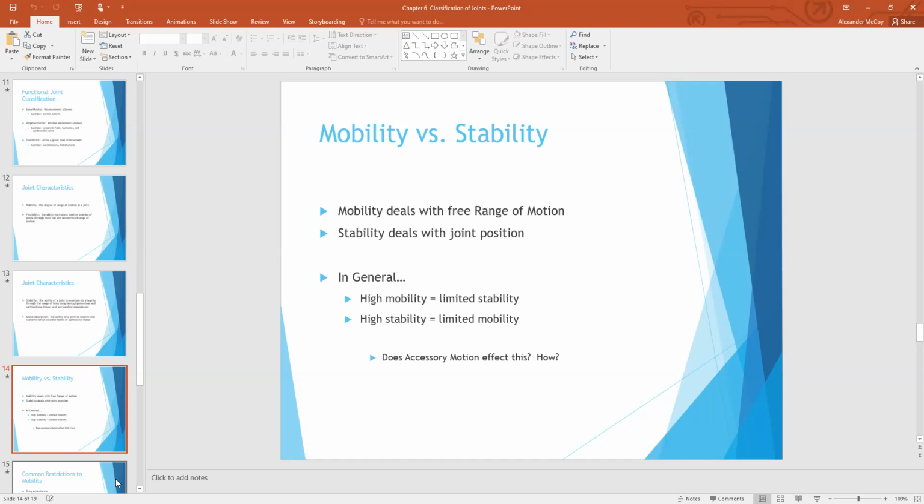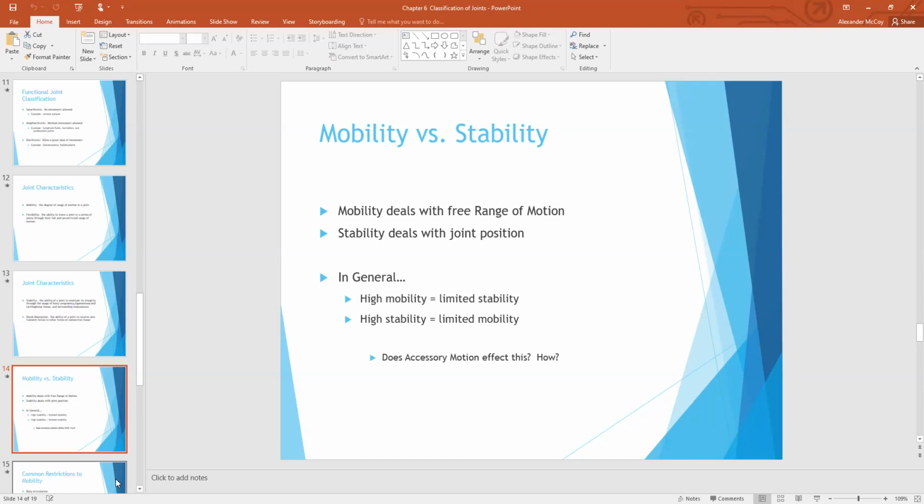But what I want to bring now into this from other lectures is, how does accessory motion affect this? And does it? How does it? Start to think about those things. I'm going to put that question in the discussion box, but I'll start to cultivate this awareness and this 3D look into this concept.